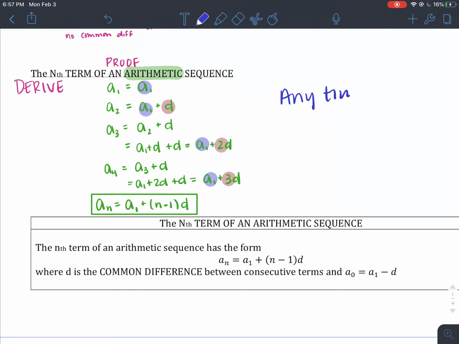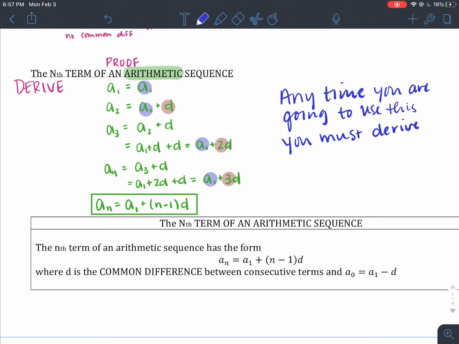Anytime you are going to use this on a quiz or test, you must derive it. Now, you only have to derive it once for each quiz or each test, each thing that you turn in. You must derive the formula, but you only have to derive it once. After you derive the formula once on a quiz, you get to use it as many times as you want on the quiz. You can use it 2, 3, 4, 7, 29 times. You should never have to use it 29 times on one single quiz, but you could.